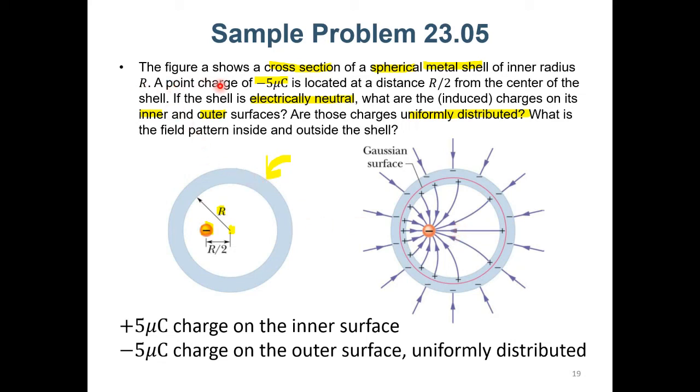If you just see this stuff outside, the E field generated by this will be exactly the same as if all the charge were located here. So it's just like a shield. You cannot see where the charge is. You feel like the charge is actually located here.